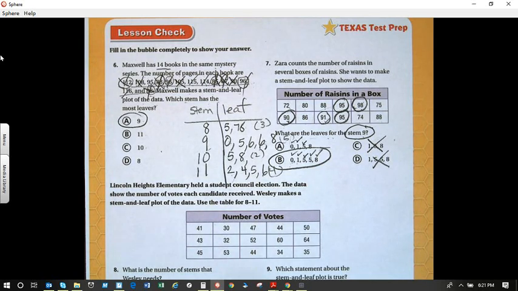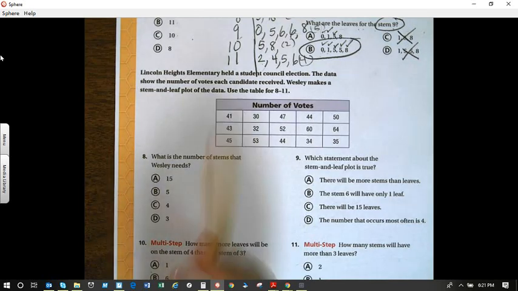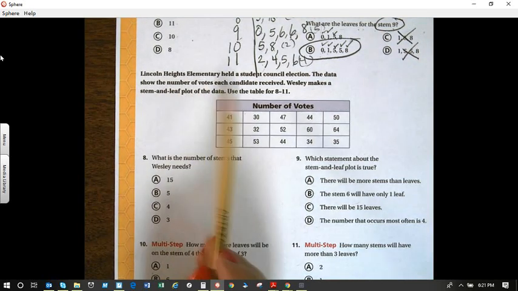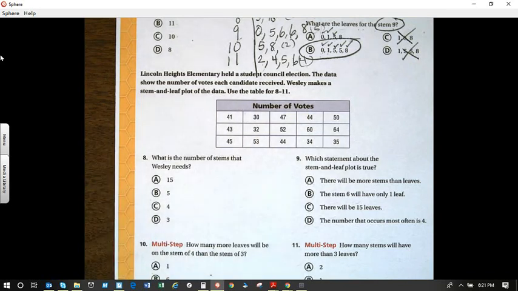And number 8, let's go here. Lincoln Heights Elementary School held a student council election. Now, the data shows the number of votes each candidate received.